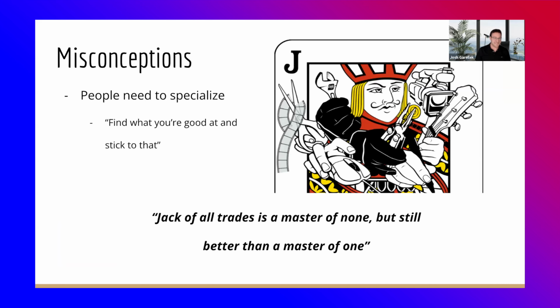I don't know if anyone really even knows the full saying. They always say jack of all trades, master of none, but the full saying is jack of all trades and master of none, but still better than a master of one.